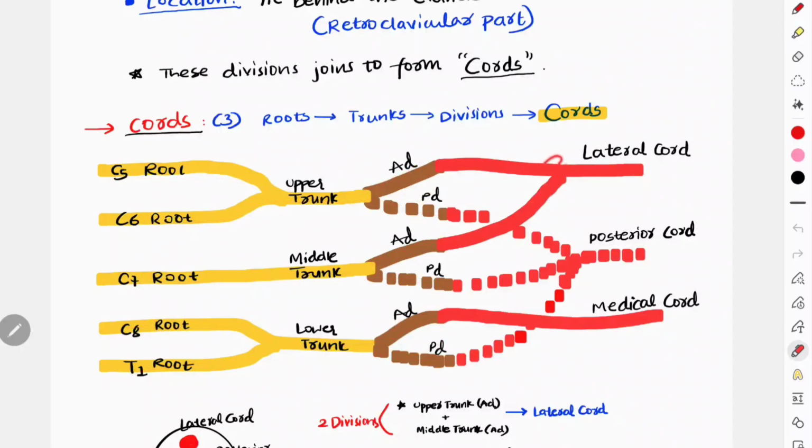See, the anterior division of the upper trunk and the anterior division of the middle trunk, clearly you can see, unite to form the lateral cord. The posterior division of the upper trunk, the posterior division of the middle trunk, and also the posterior division of the lower trunk, these three posterior divisions form the posterior cord, and the anterior division of the lower trunk alone forms the medial cord.